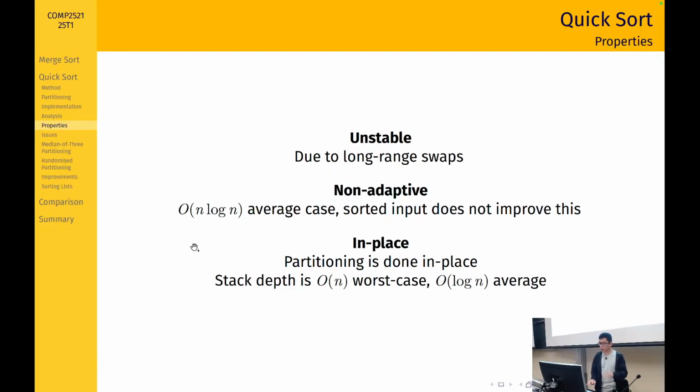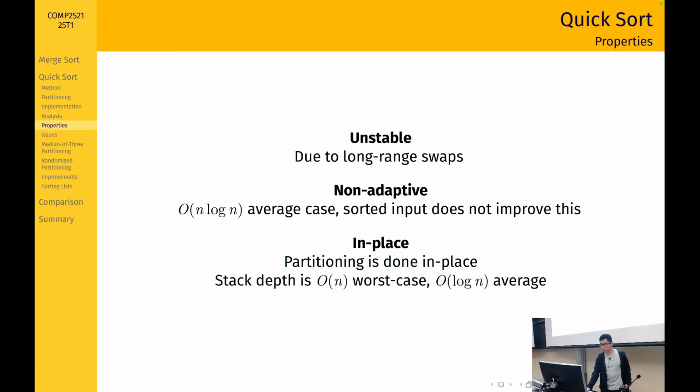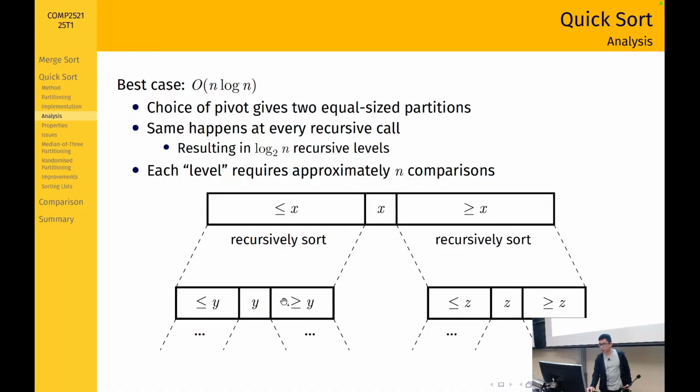And even though quicksort is in place, it doesn't mean it takes up O(1) memory. It does use stack space because it's a recursive algorithm. In the worst case, it's going to take O(n) stack space, but on average, you're going to end up taking O(log n) stack space.